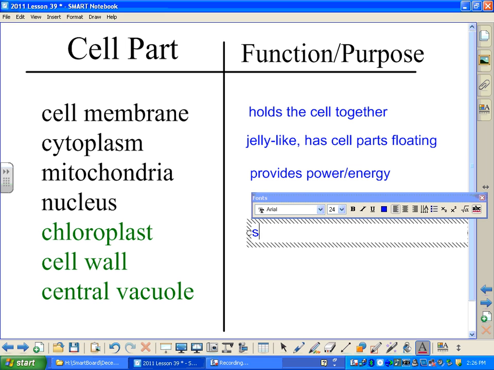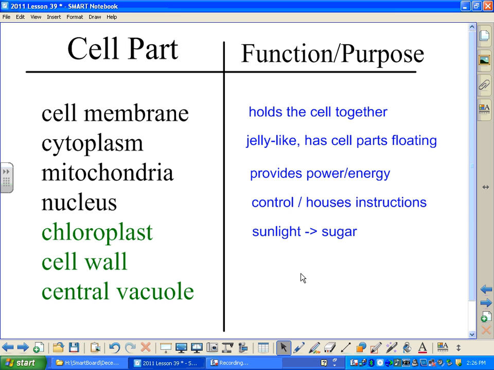These are going to use sunlight to make sugar. This is where plants make their food. This is why a lot of plants taste sweet, like strawberries, peaches, berries in general. The chloroplasts use sunlight to make sugar, so they're like a solar panel.